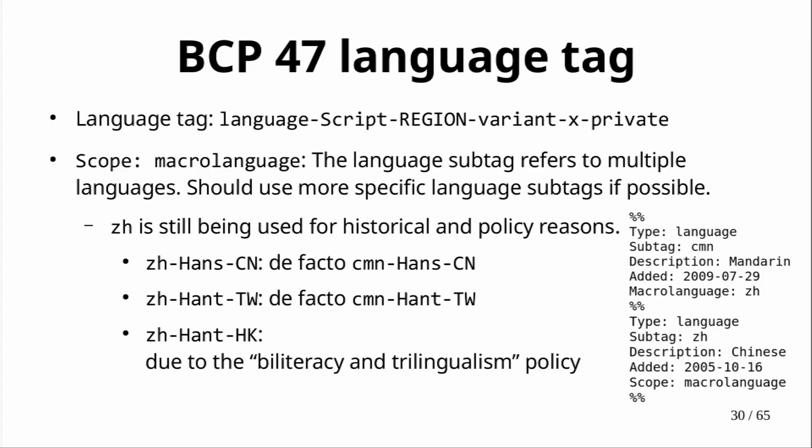choice because there's a biliteracy and trilingualism policy, which means that no matter whether you're speaking Mandarin or Cantonese, it's all written in a written form that is closer to Mandarin, but for name translations, they're actually pronounced like Cantonese. So ZH-HK actually means Chinese, including both Cantonese and Mandarin.